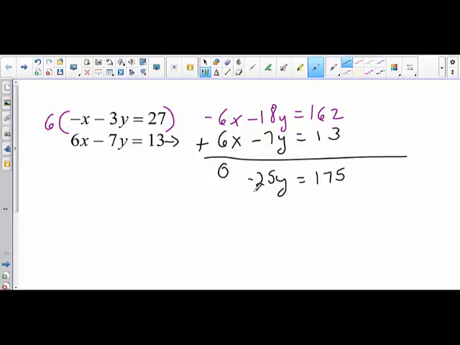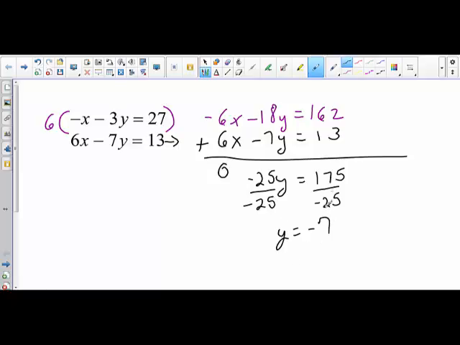175. We'll divide both sides by negative 25. So y will be 175 divided by 25 is 7. And it's going to be actually negative 7.